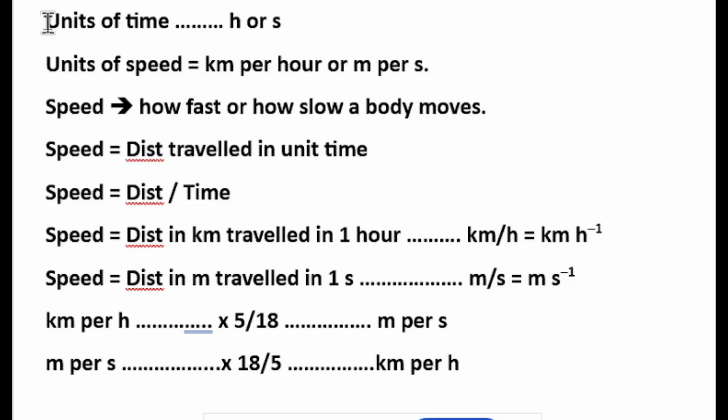Supposing it is given 30 minutes. 30 minutes you can convert as 30 into 60, that is 1800 seconds, or 30 by 60, that is 1 by 2 hour, half of 1 hour. So either you can write 1 by 2 hours, that is 0.5 hours, or you can write 1800 seconds. So both will be there.